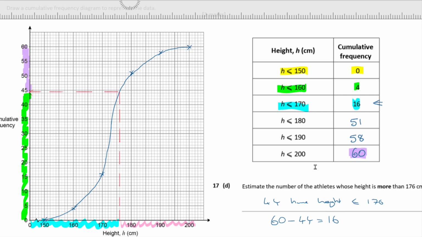So that's the answer then, isn't it? So 16 have height greater than 176. Okay? Now, if your graph is pointing at a different value, you just go with your graph.